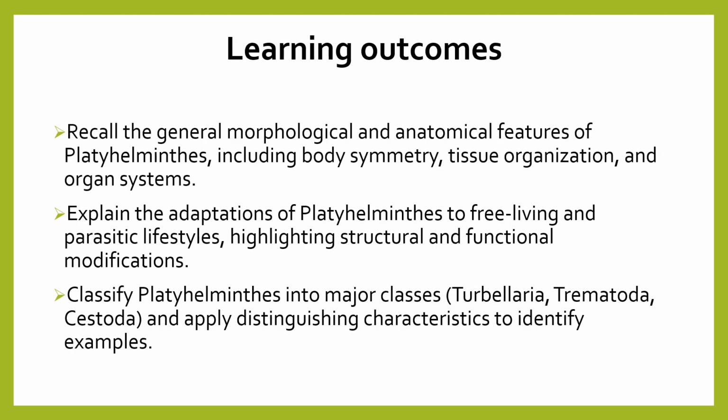Learning outcomes. By the end of this lesson, students will be able to recall the general morphological and anatomical features of platyhelminths, including body symmetry, tissue organization, and organ systems. Explain the adaptations of platyhelminths to free-living and parasitic lifestyles, highlighting structural and functional modifications. Classify platyhelminths into major classes like Turbellaria, Trematoda, and Cestoda, and apply distinguishing characteristics to identify the examples.